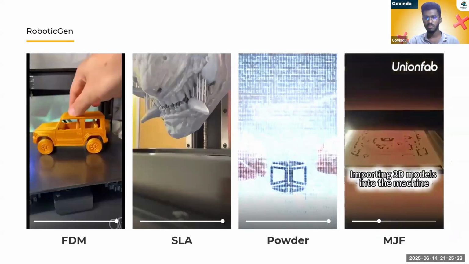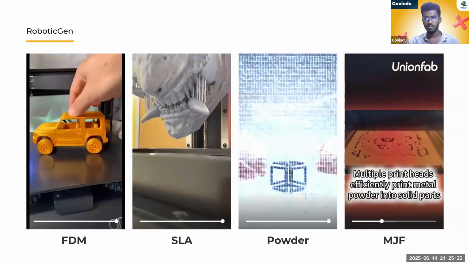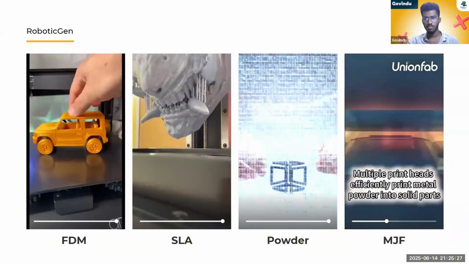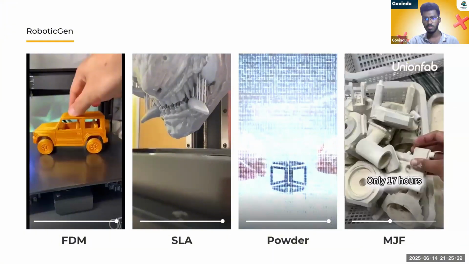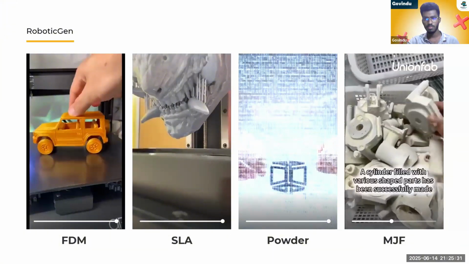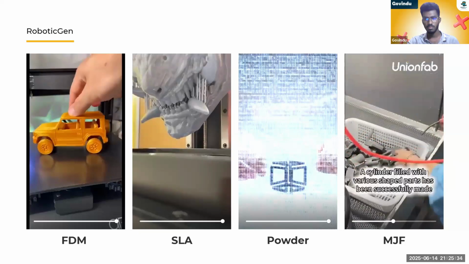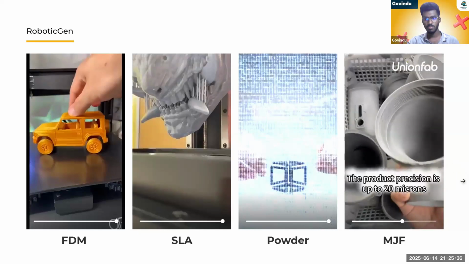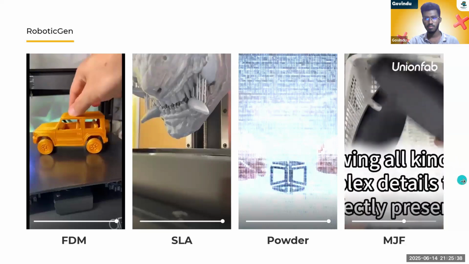Importing 3D models into the machine. Multiple print heads efficiently print metal powder into solid parts. Only 17 hours. A cylinder filled with various shaped parts has been successfully made. The product precision is up to 20 microns, allowing all kinds of complex details to be perfectly presented.